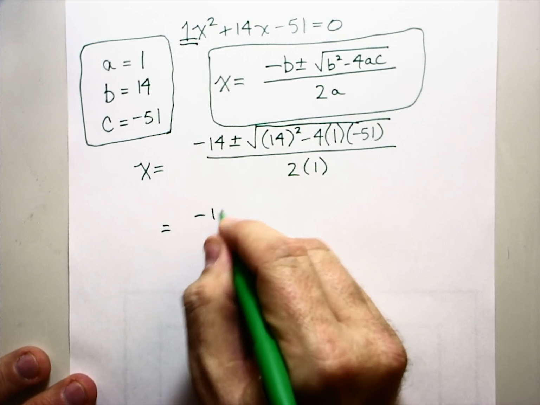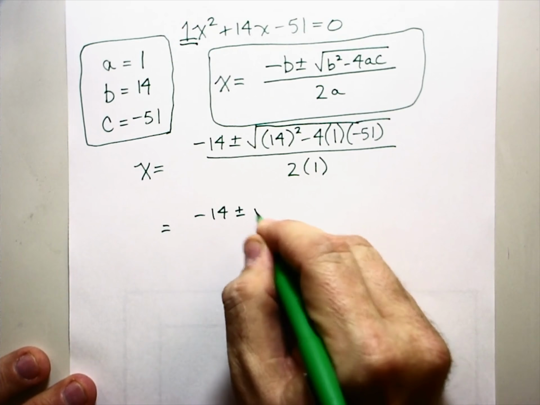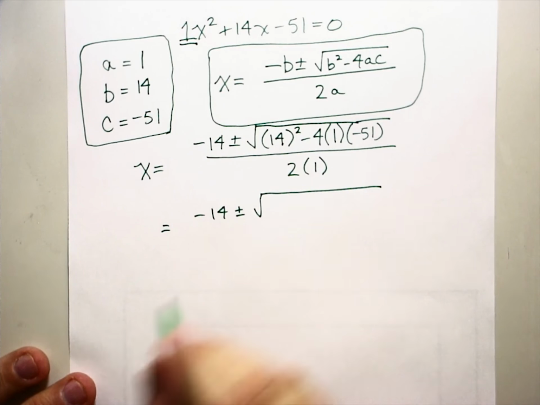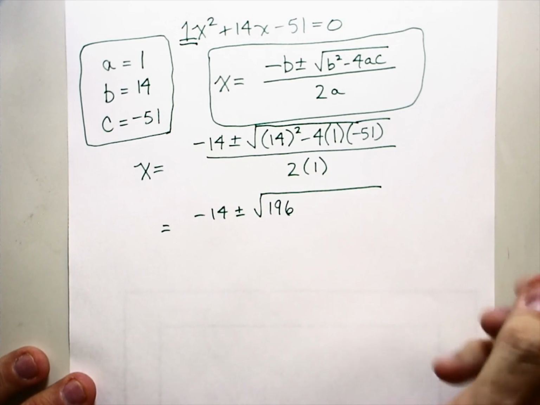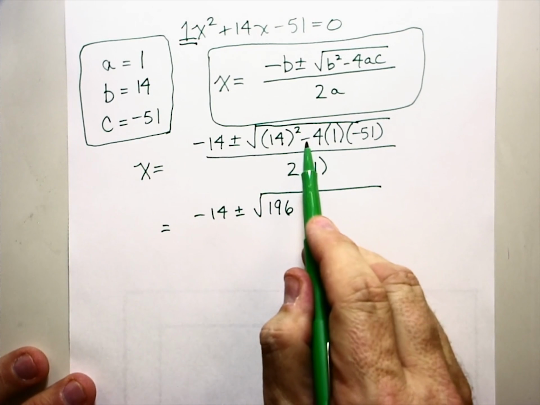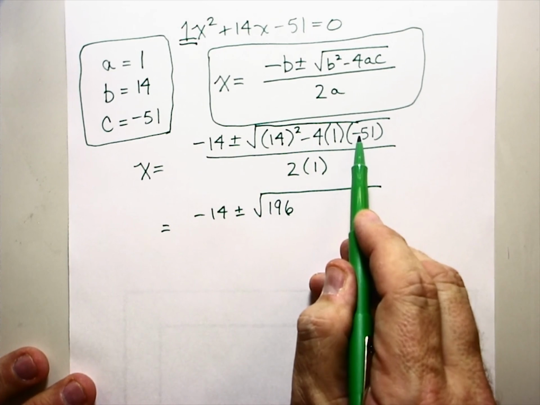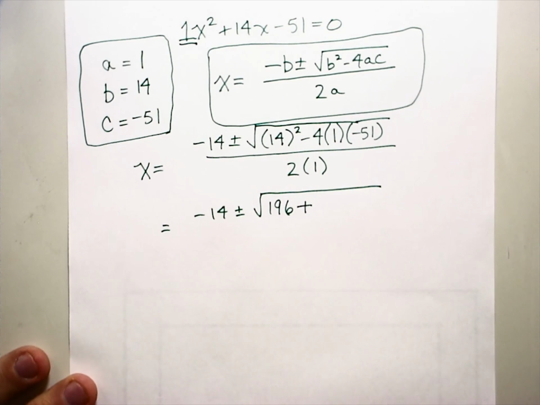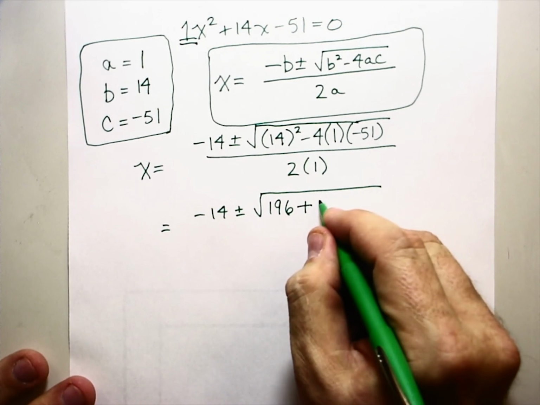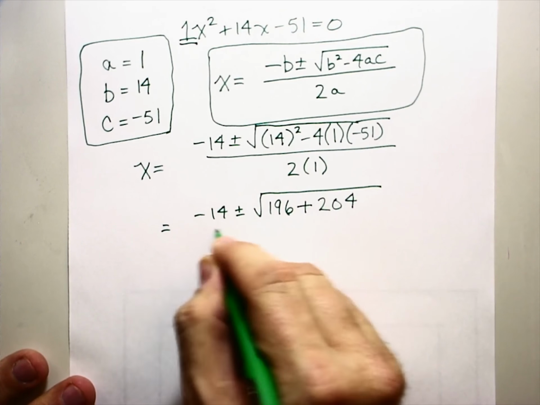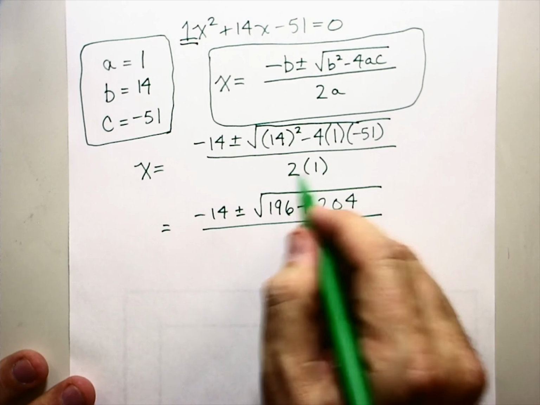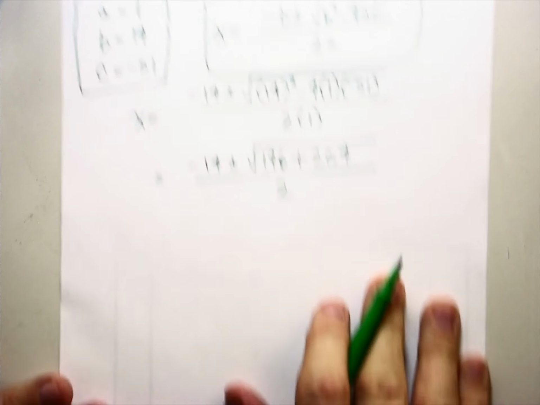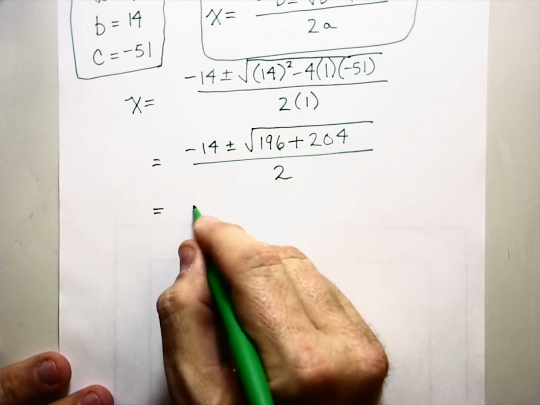So this is negative 14 plus or minus the square root of 14 squared means 14 times 14, which is 196. Now I want you to notice here, we have a minus 4 times 1 times a minus 51. So the minus 4 times the minus 51 is going to give us a plus. And of course, 4 times 51 is 204, all divided by 2 times 1, which is 2. This is coming along very nicely.